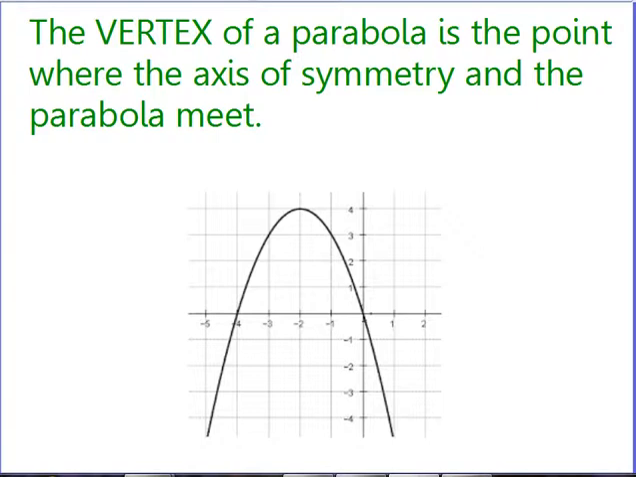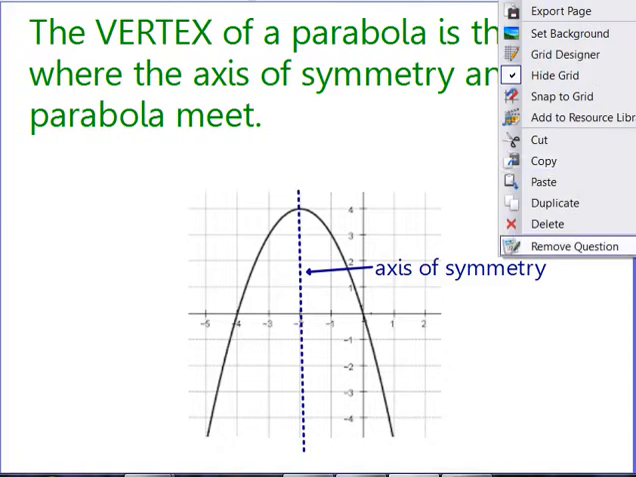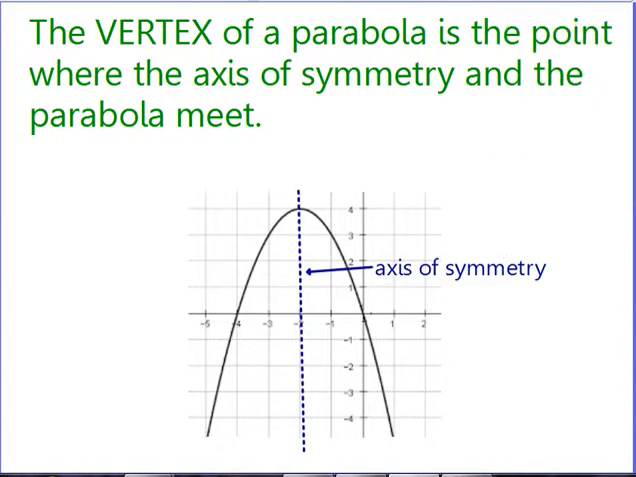The vertex of a parabola, new vocabulary word, is the point where the axis of symmetry and the parabola meet. So I'm going to put in my axis of symmetry, and the point where the two meet is called my vertex.